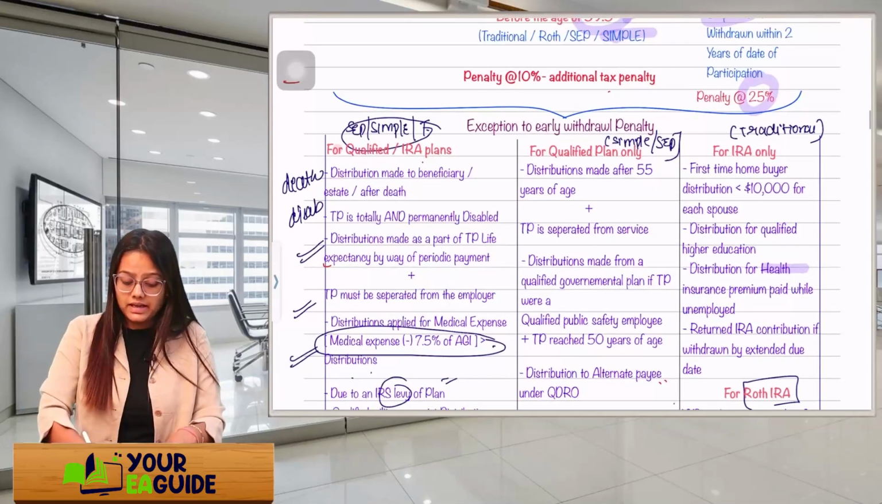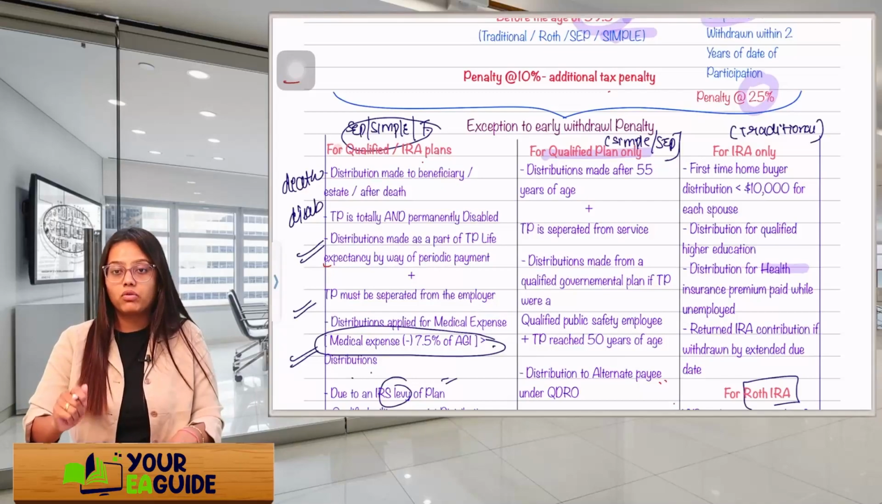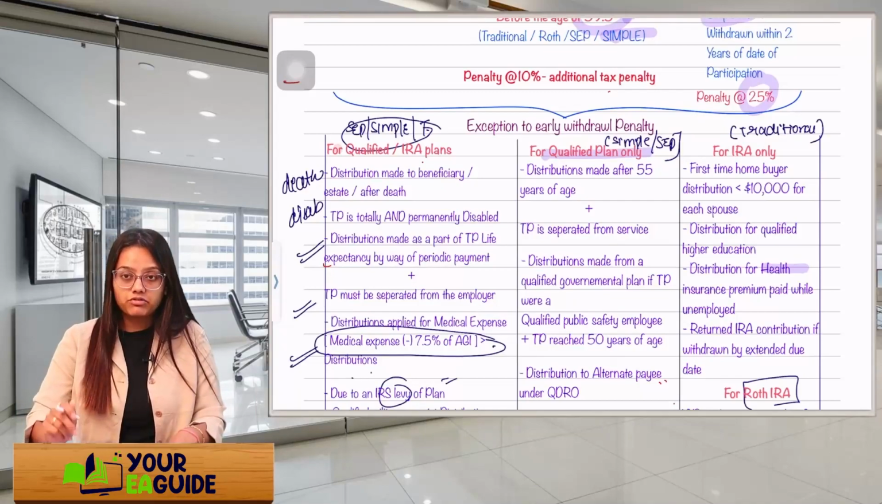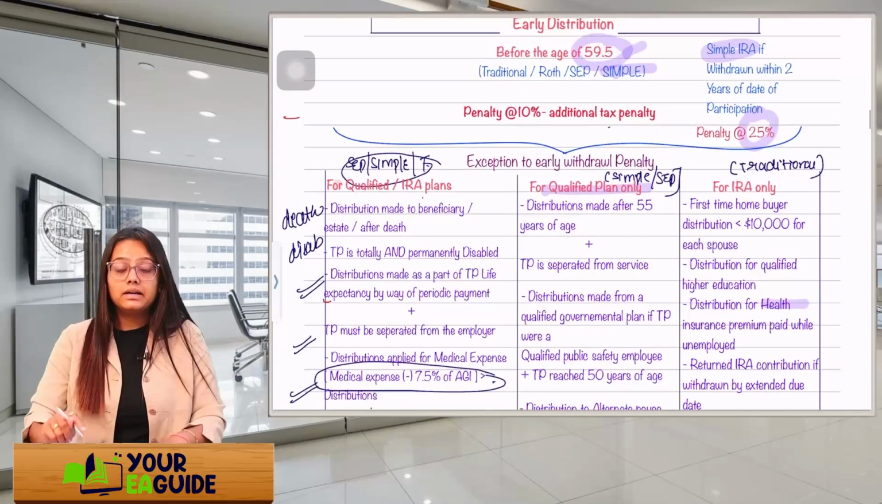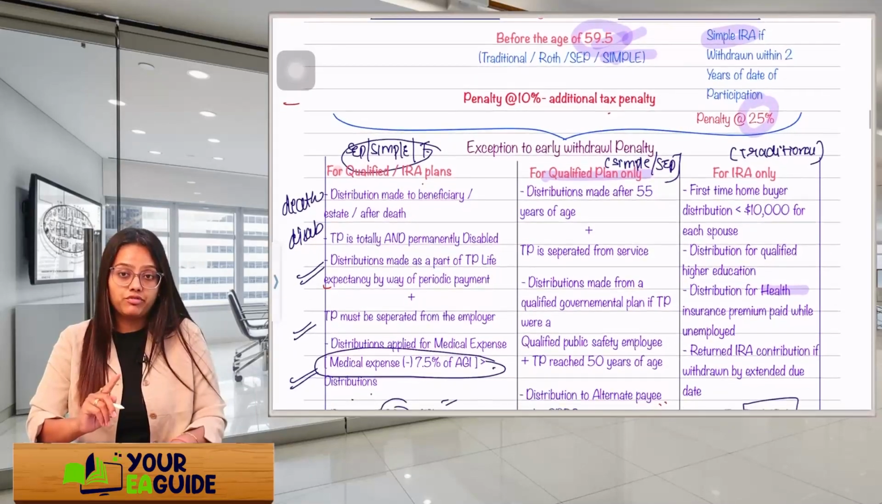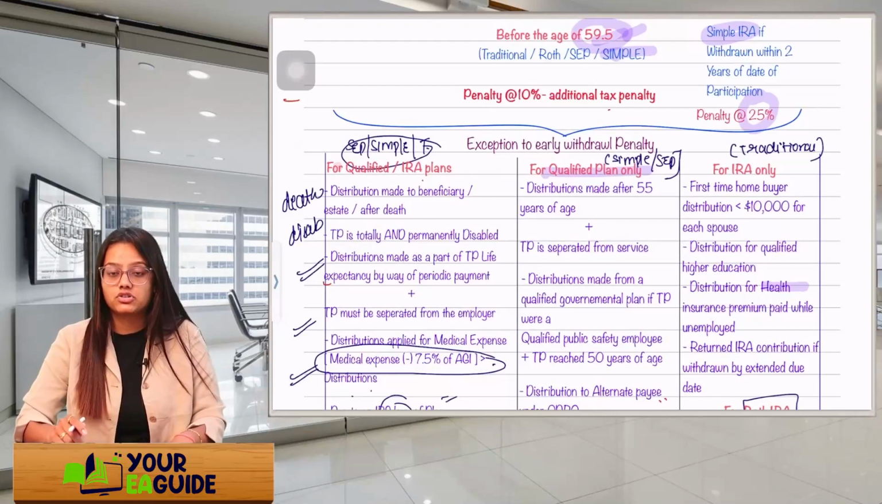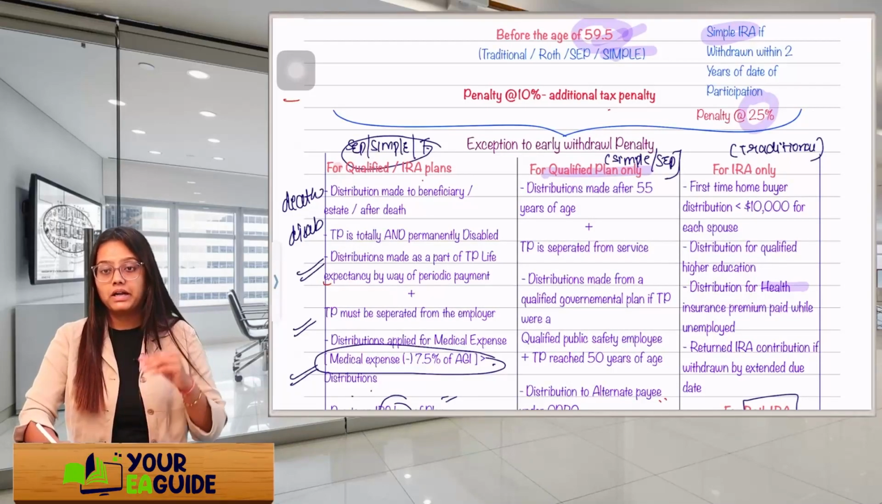Okay, now let's see, next one is qualified plan only. Only qualified means SIMPLE and SEP plans you are going to check. If you are going to withdraw something from these two plans and the age of the taxpayer is less than 59.5, then you need to check that the person should be at least 55 years of age, plus the taxpayer is separated from the services.